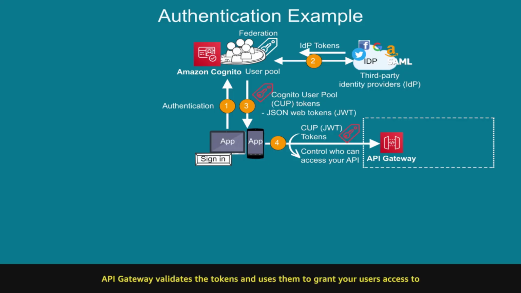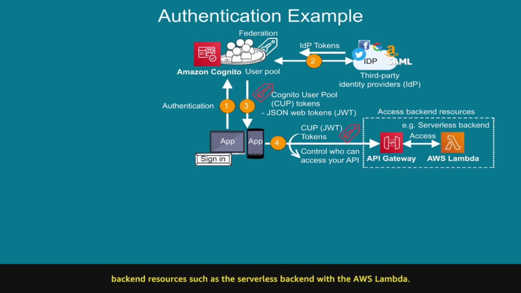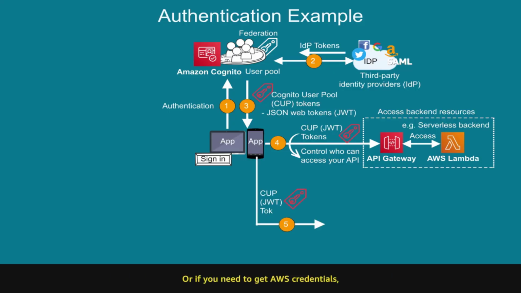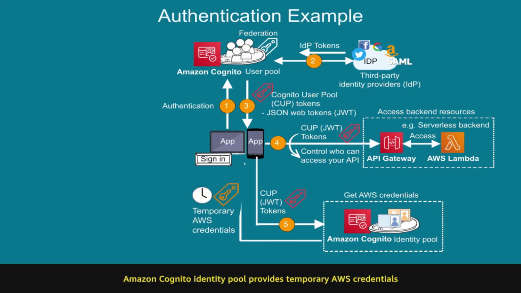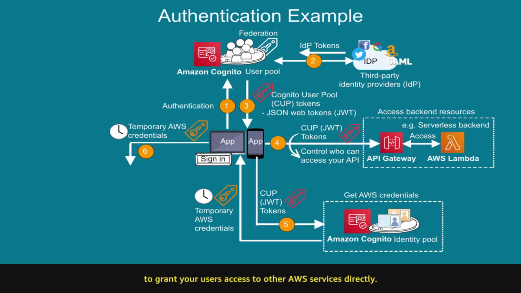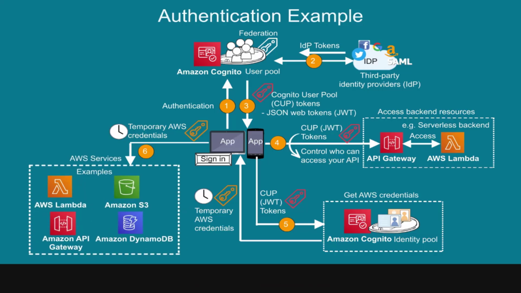API Gateway validates the tokens and uses them to grant your users access to backend resources, such as the serverless backend with AWS Lambda. Or if you need to get AWS credentials, Amazon Cognito Identity Pool provides temporary AWS credentials to grant your users access to other AWS services directly. With Amazon Cognito, you can spend your time creating great applications and let Amazon Cognito handle authentication for you.